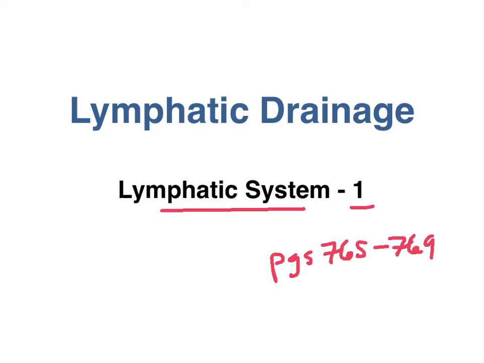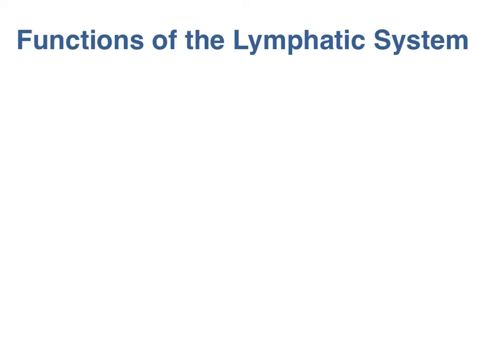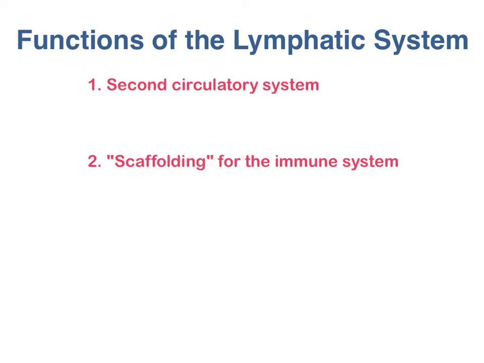We'll skip over the discussion of the lymphocytes for now and pick the lymphatic system back up in pages 772 to 776. Before getting into lymphatic drainage, I want to take a moment to talk about the functions of the lymphatic system. The functions of the lymphatic system can be divided into two categories. First, it acts as a second circulatory system. The lymphatic system picks up interstitial fluid from the tissues of the body and drains it back into the blood.